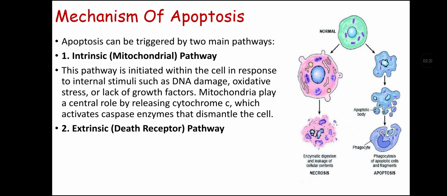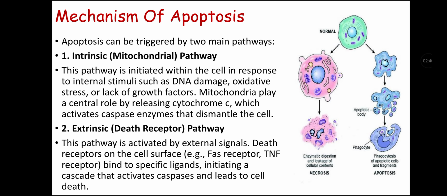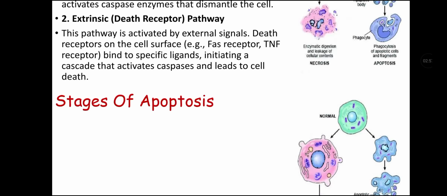The second triggering pathway of apoptosis is the extrinsic pathway, also called the death receptor pathway. This pathway is activated by external signals. Death receptors on the cell surface, like FAS receptor and TNF receptor, bind to specific ligands that initiate a cascade that activates caspases and leads to cell death.